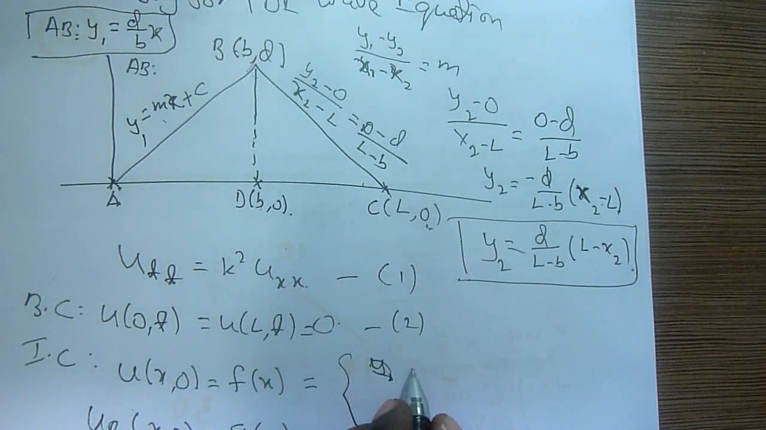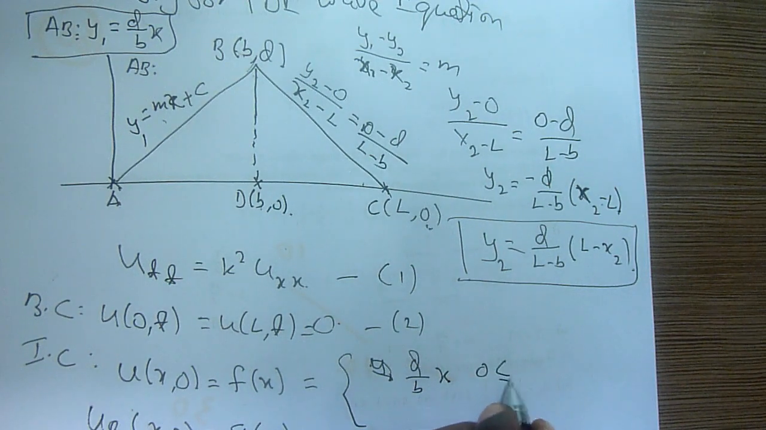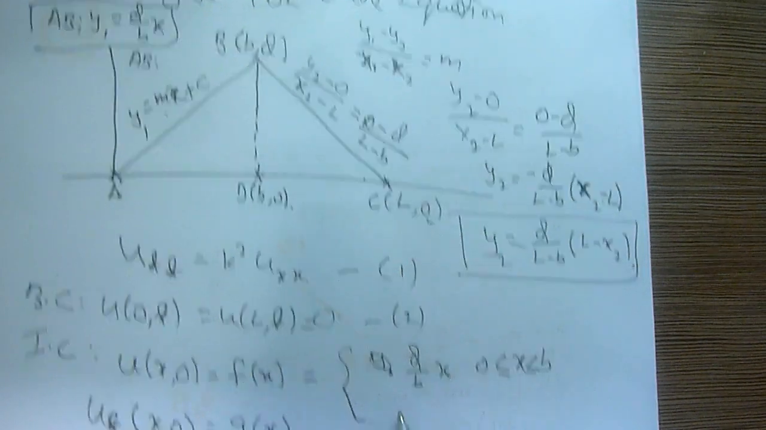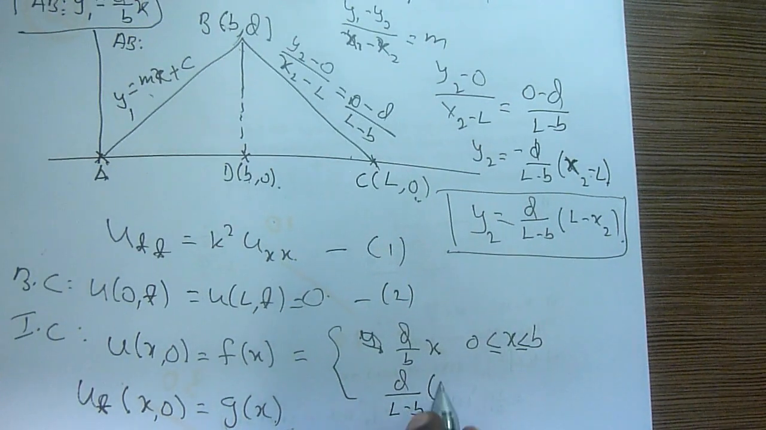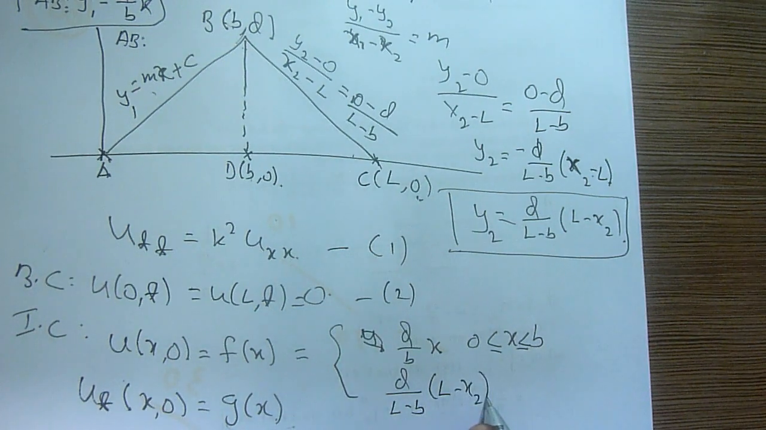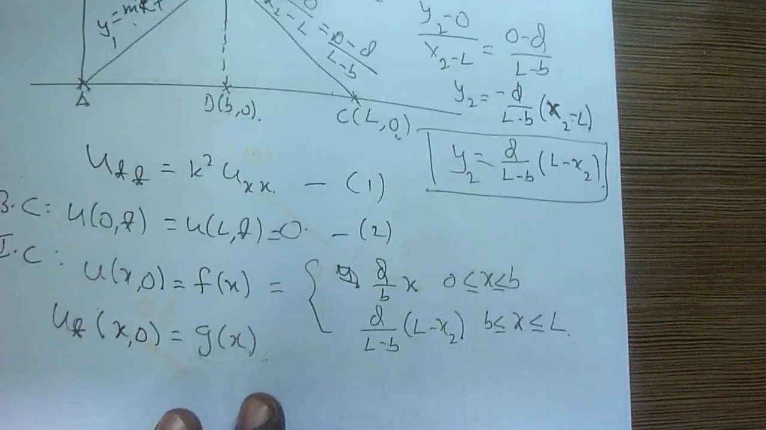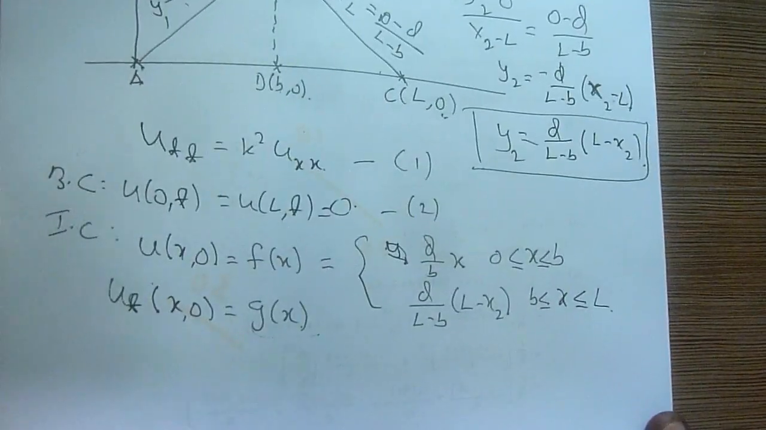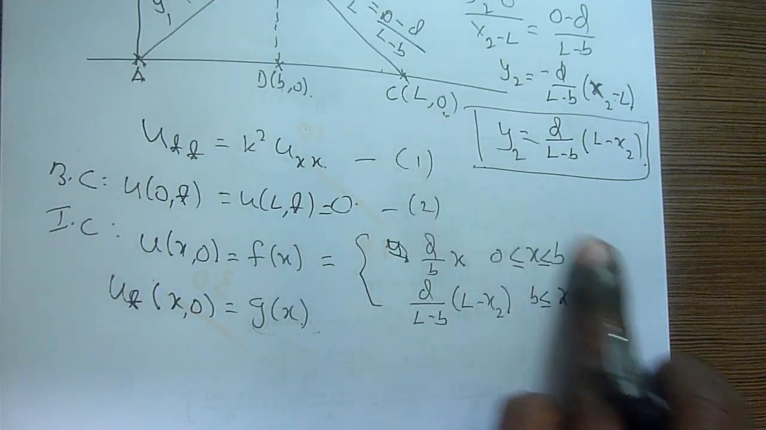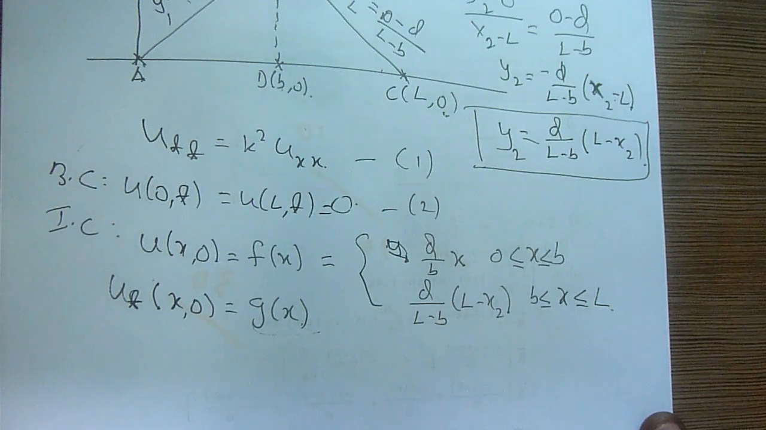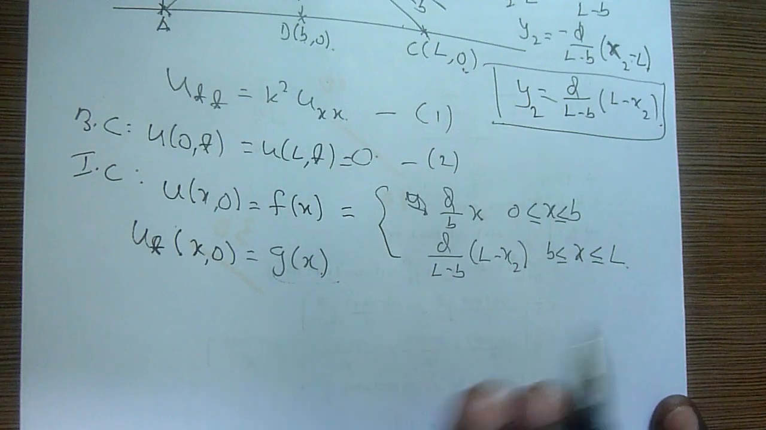No y there. We just write dbx for 0 to xb, and the second one is dlb, L minus x2, where you get bxl. Can you understand this portion? This is very important. Now fx, you found on your own. You are finding the equation by your own. With that, can we start solving?